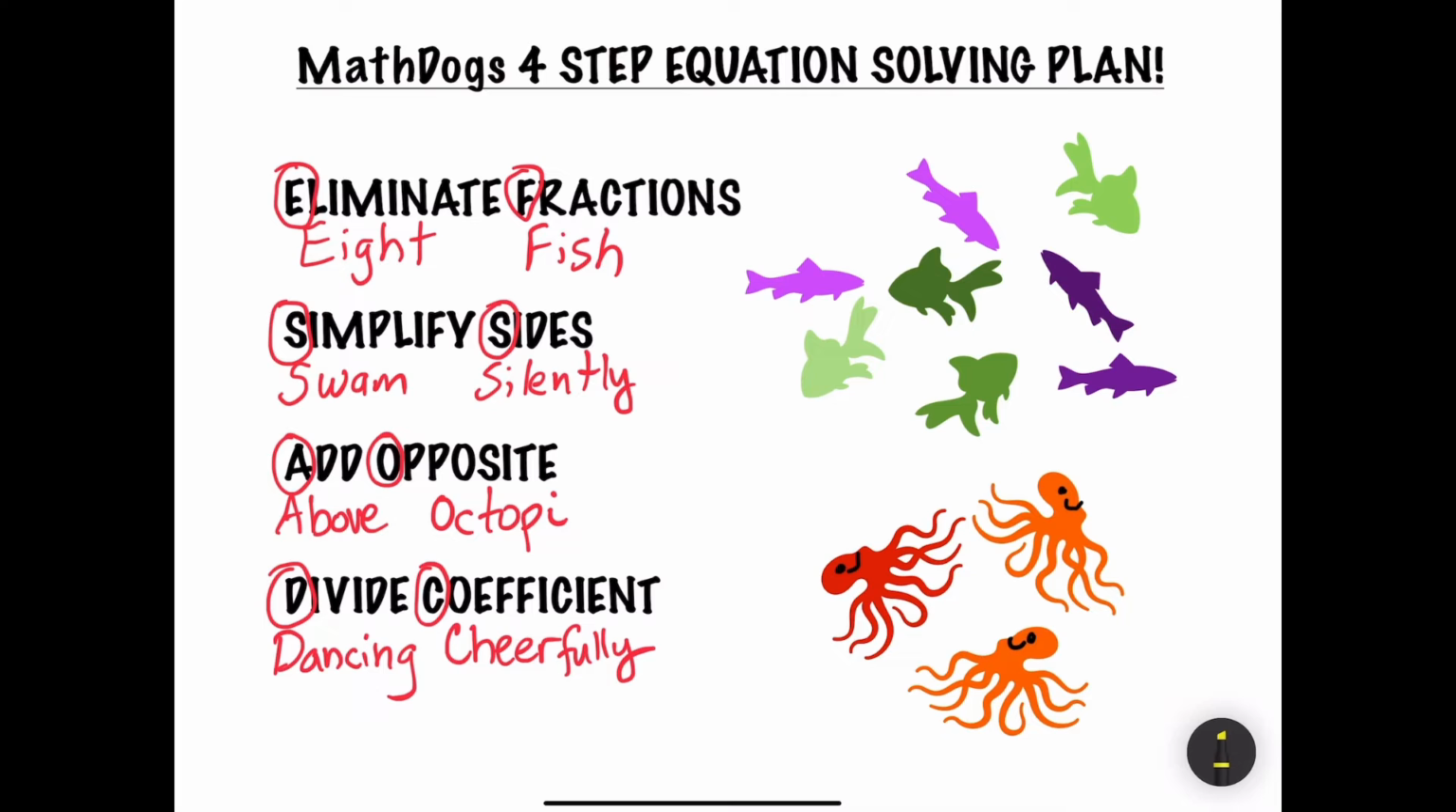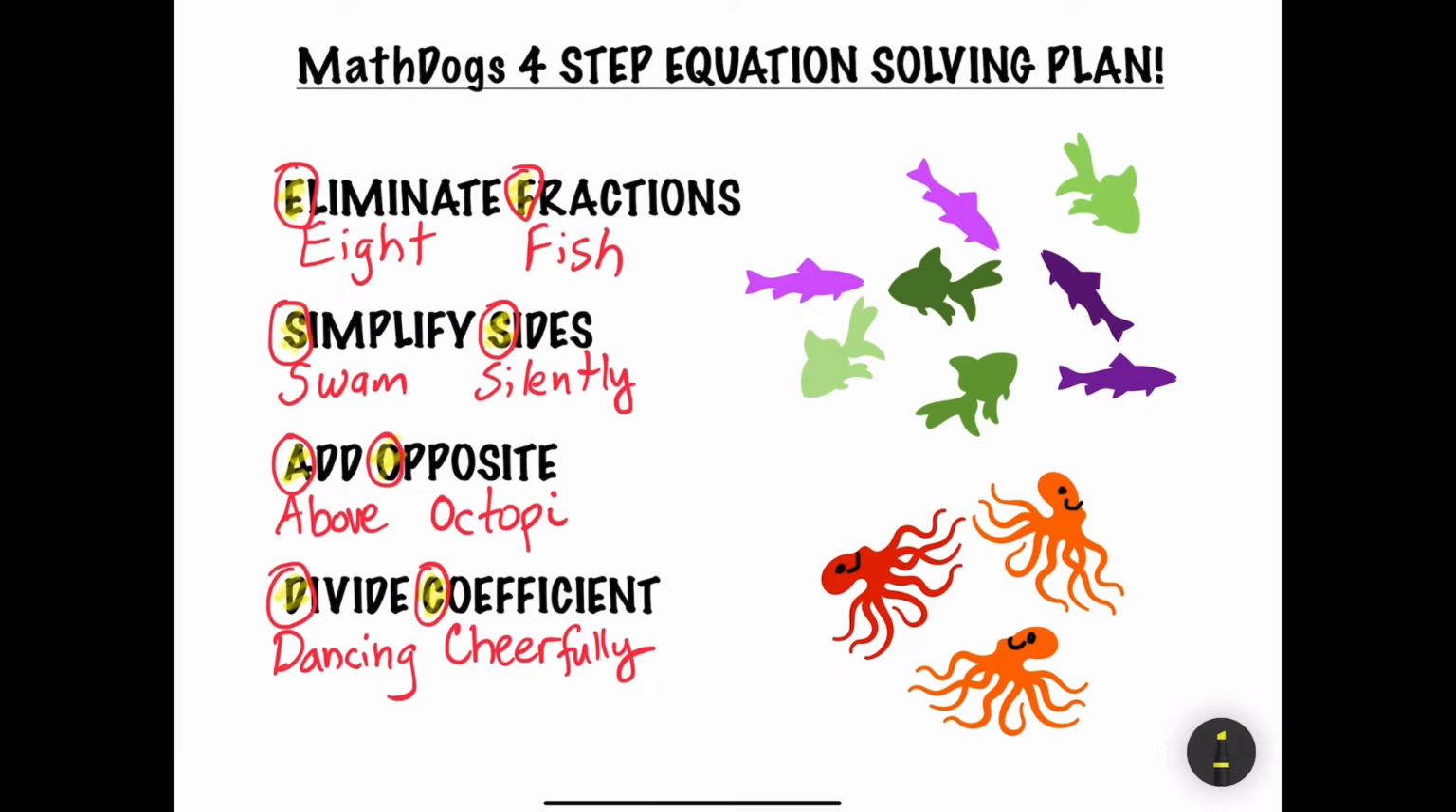And then we've taken each of those words' first letters, E, F for eliminate fractions, S and S for simplify sides, A and O for add opposite, and D and C for divide coefficient. And we've attached a phrase to it. 8 fish swam silently above octopi dancing cheerfully.